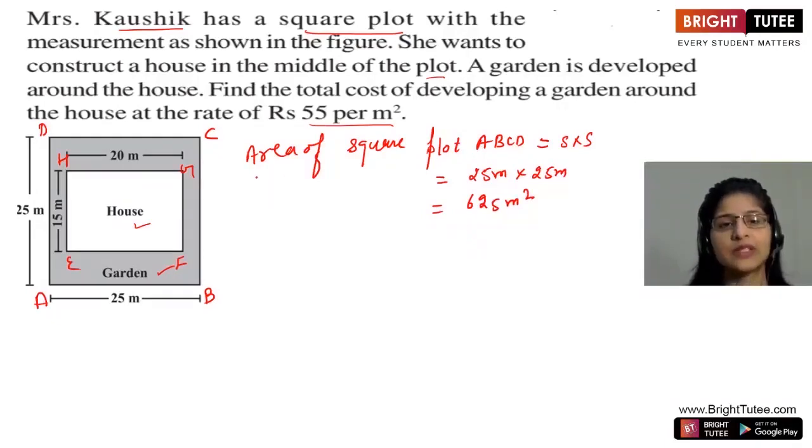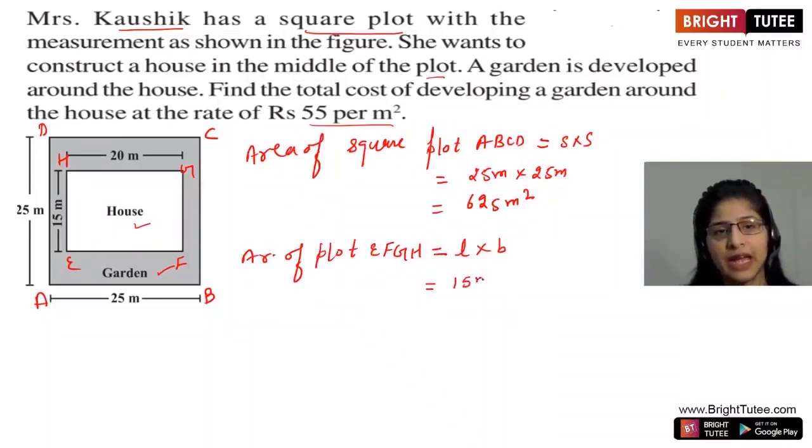Right? Now students, we are given 15 meter and 20 meter for EFGH, which is a rectangle. So we will find out the area of plot EFGH. For EFGH we will apply the formula of length into breadth. Length is 20, breadth is 15. So 15 times 20, we get 300 square meter. This is the area of the plot that is there for constructing the house.